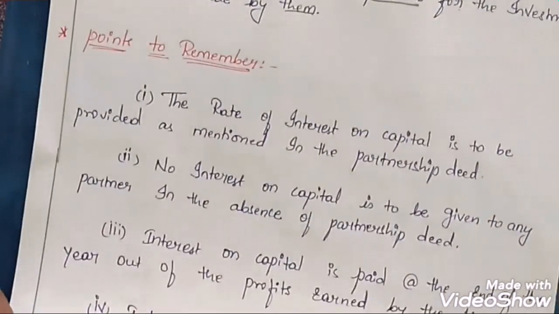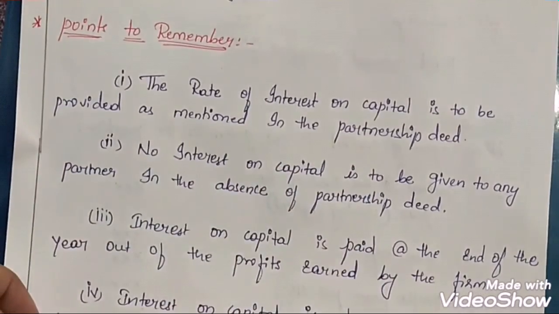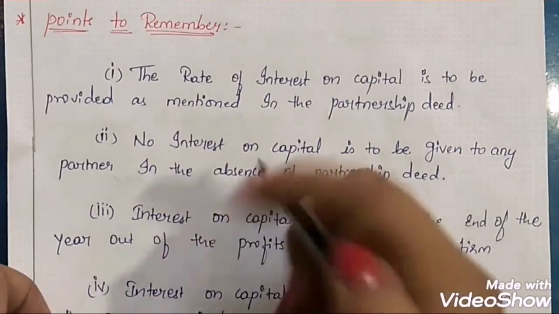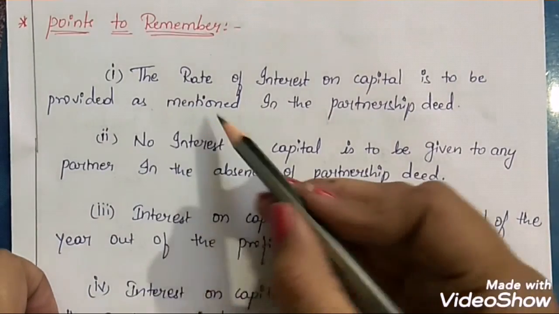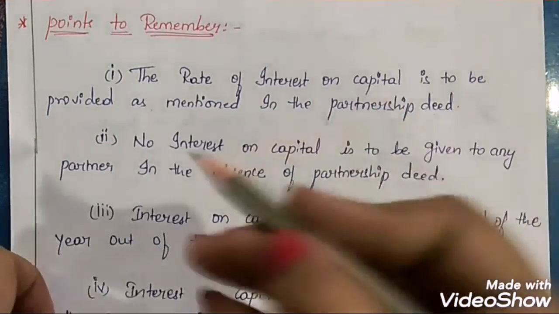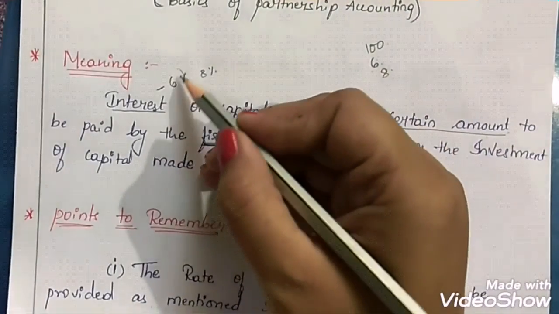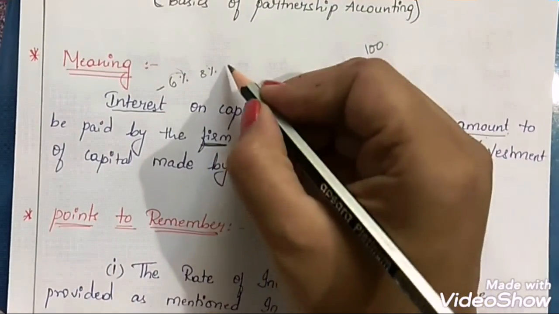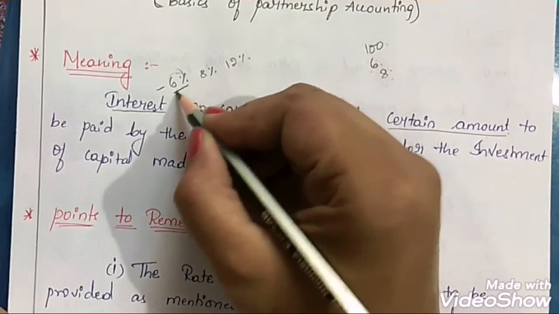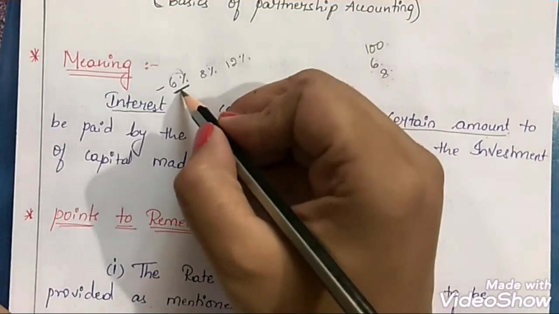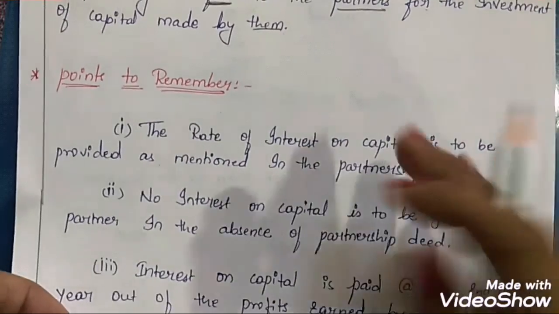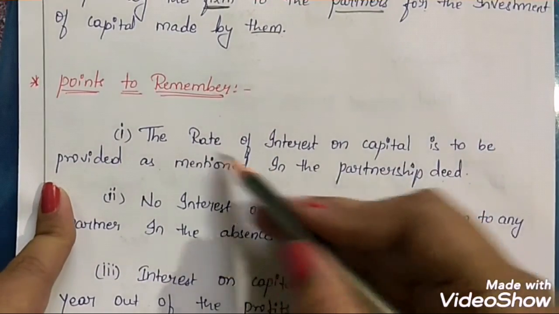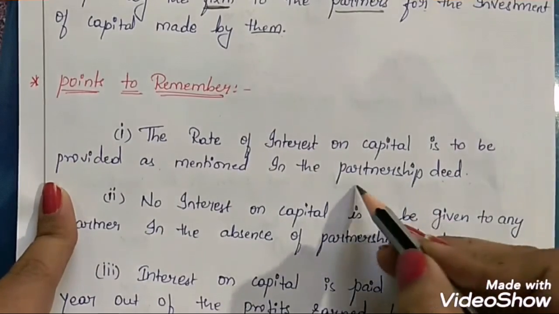Next, now there are certain points that we need to remember while calculating the interest on capital. Okay, so the first point is that the rate of interest on capital is to be provided as mentioned in the partnership deed. Now the rate of interest, see, as I told you, 6% or 8%, or it could be even 12%. So this is called the rate of interest. Okay, so this much percentage on the capital needs to be provided, and this will be mentioned in the partnership deed. So the firm has to pay the rate of interest as mentioned in the partnership deed.